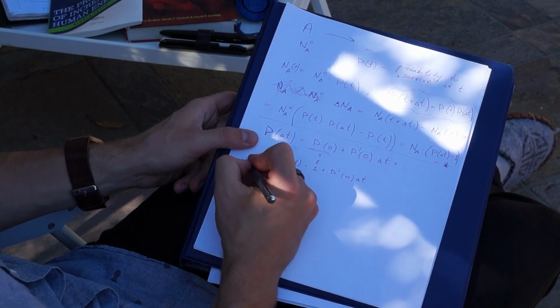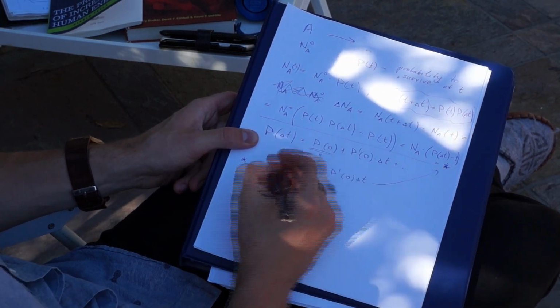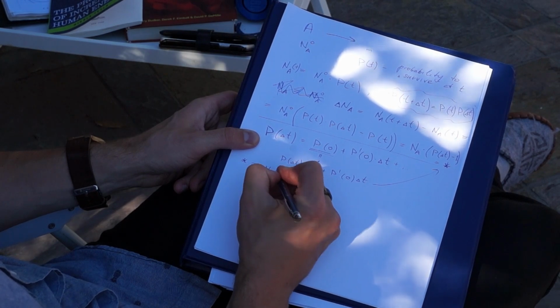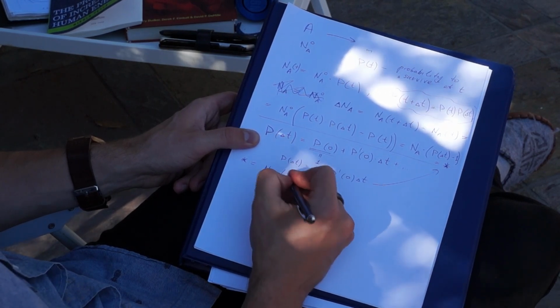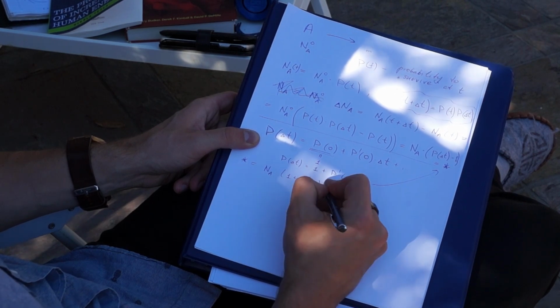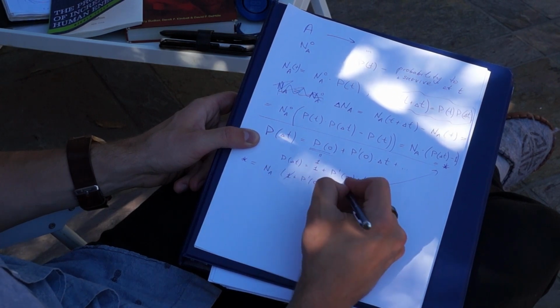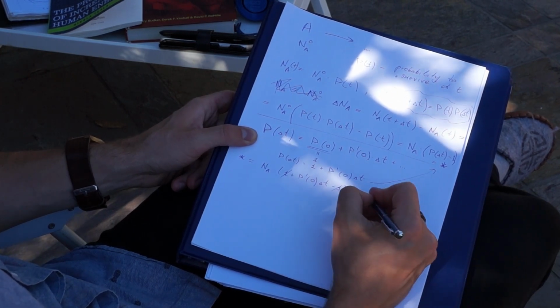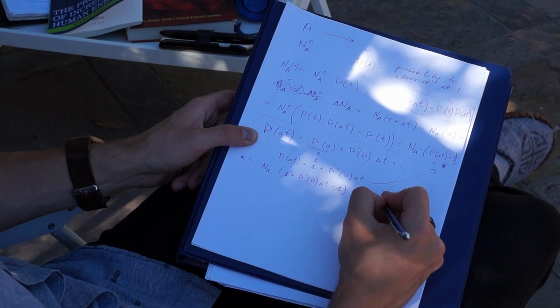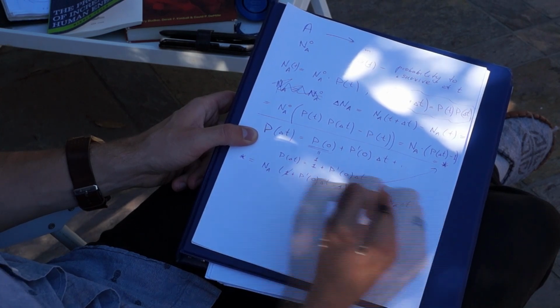So we now put that basically here, and this equals Na times 1 plus P prime 0 delta t minus 1. We have minus 1, and we have P prime 0 and delta t.